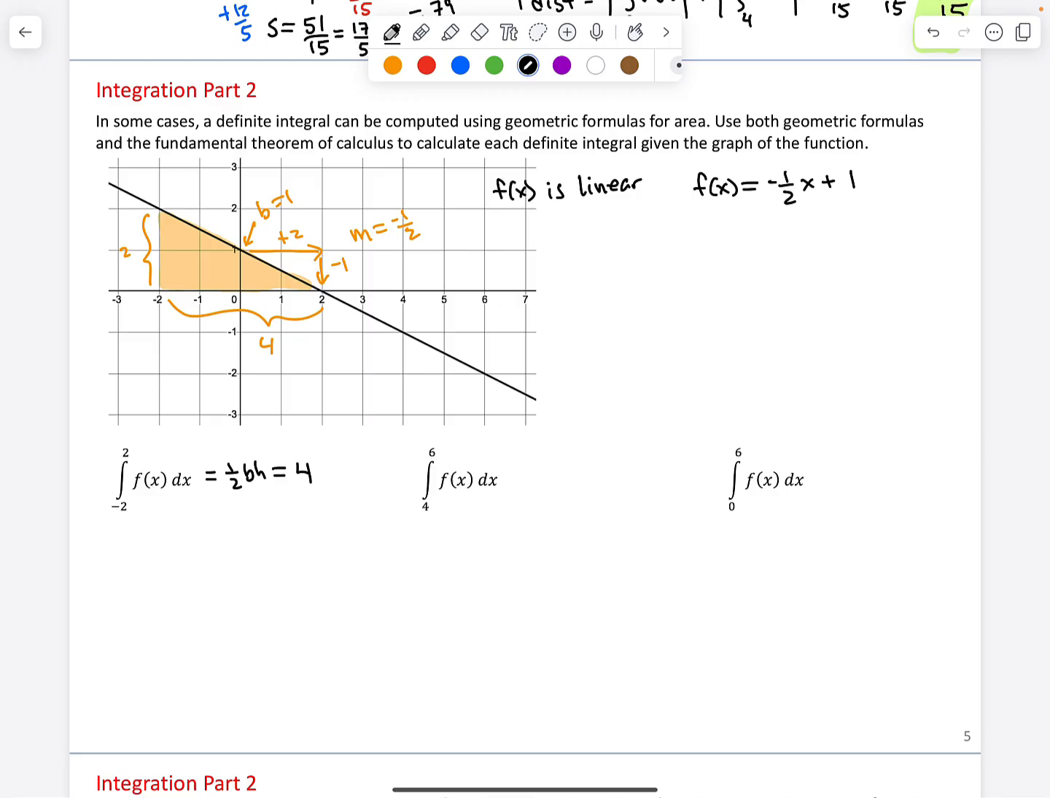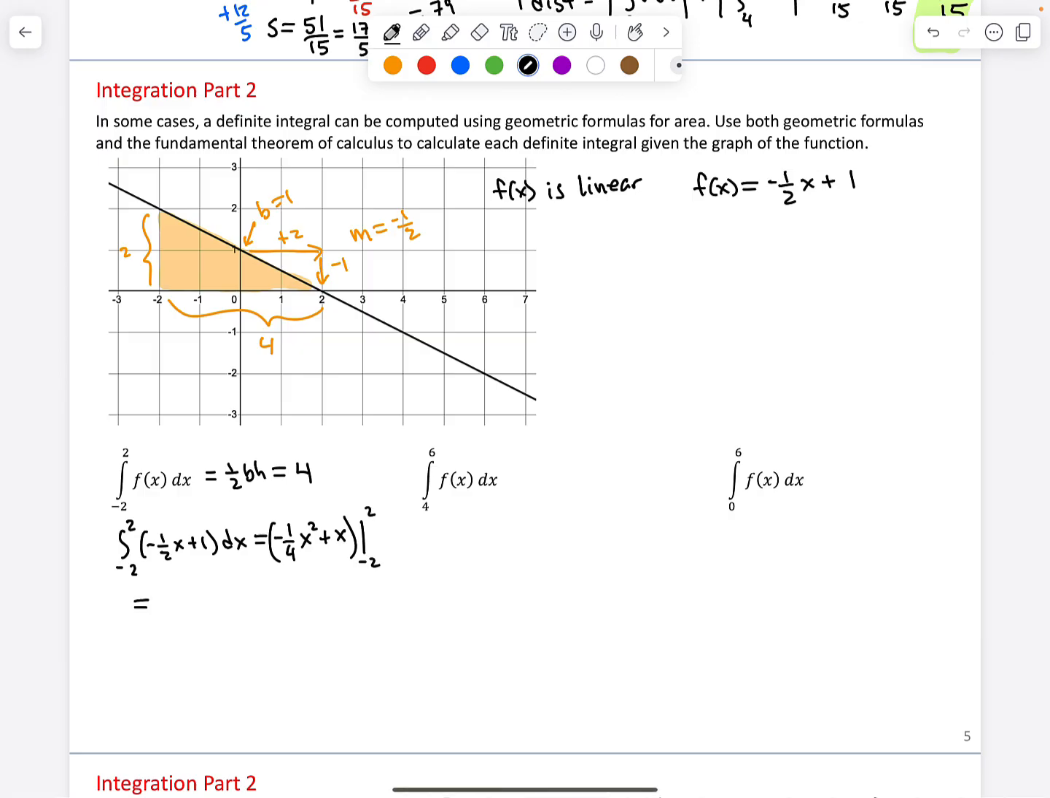Let's confirm that we get 4 by using the fundamental theorem, because I now know what the function is. It's -1/2 x plus 1. We want to find an antiderivative of this. So the x will go to x squared, and I need to now divide the coefficient by 2. So we'll get -1/4 x squared, and then the antiderivative of 1 is x. So here's my antiderivative. We will evaluate from -2 to 2.